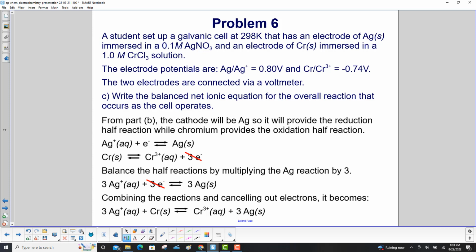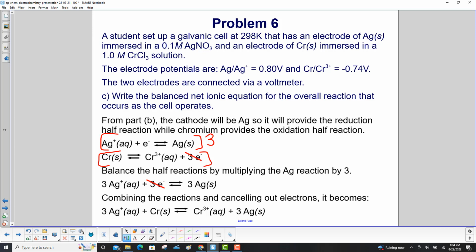Write the balanced net ionic equation for the overall reaction. From part B, the cathode will be silver, so it will provide the reduction half reaction, while the chromium provides the oxidation half reaction. Now we have to have the same amount of electrons on each side, so we need to multiply this first equation by 3. And you get 3 silver ion plus 3 electrons yields 3 silver.